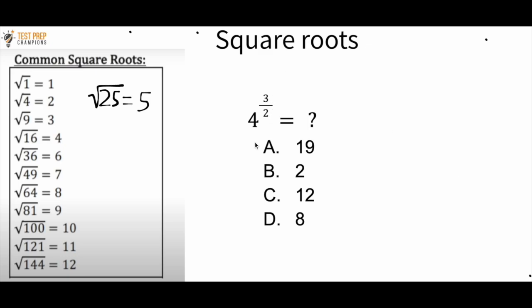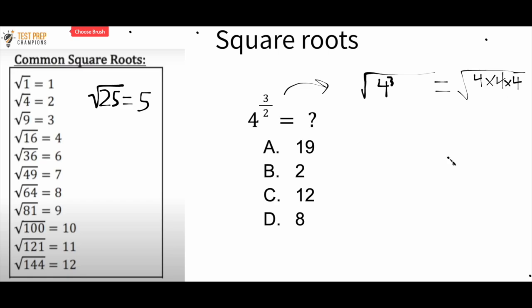Okay, so here we have 4 raised to the power of 3 over 2. The first thing I'm going to do is rewrite this. We see that we've got a 2 in the denominator of our fraction, so we can rewrite this under the square root. We can rewrite 4 raised to the 3 over 2 as the square root of 4 raised to the power of 3. So what is 4 raised to the power of 3? Well, that's the same as 4 times 4 times 4.